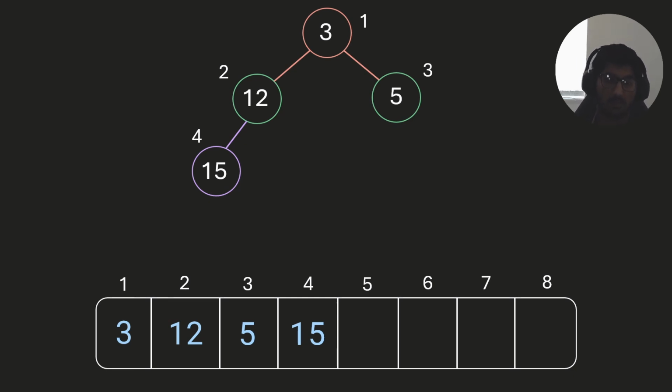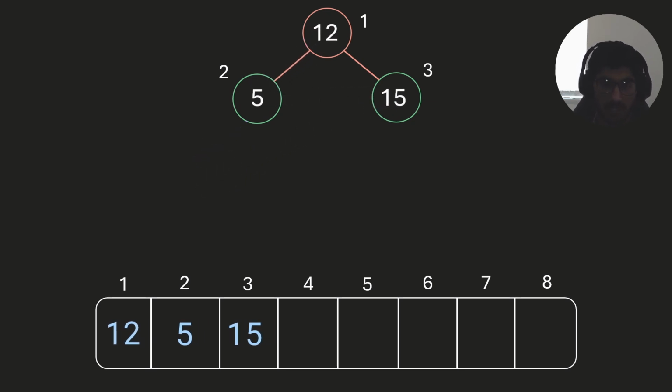And 3 is smaller than 5 and 12, so we can just leave it there, right? We still have the min heap property. If I now want to dequeue again, I remove 3, the first element, and the tree now looks like this. So I have 12, 5, and 15.